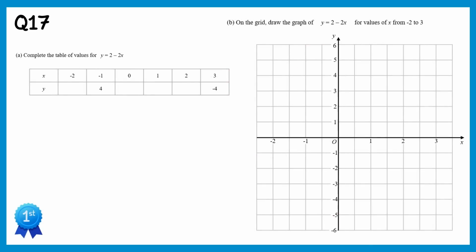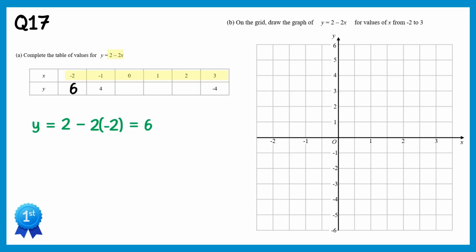In this question, we need to complete the table for y equals 2 take away 2x. We've been given some x values, and we need to work out the corresponding y values. So we'll start with x equals negative 2, and do 2 take away 2 lots of x. So it's 2 take away 2 lots of negative 2. Now if you type this into your calculator, you'll get 6. So we can add that to the table.